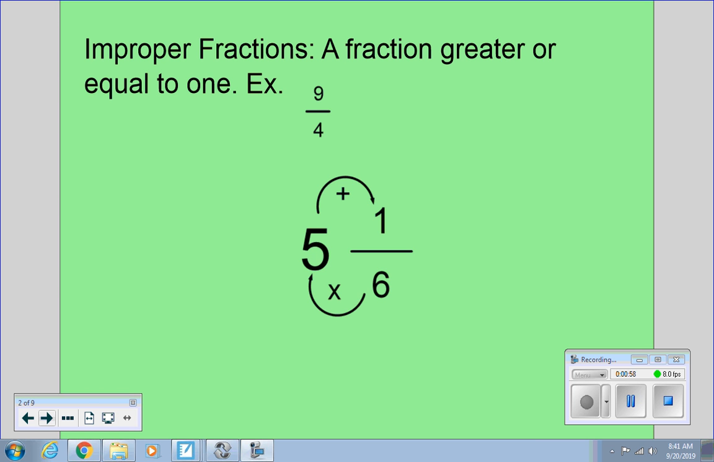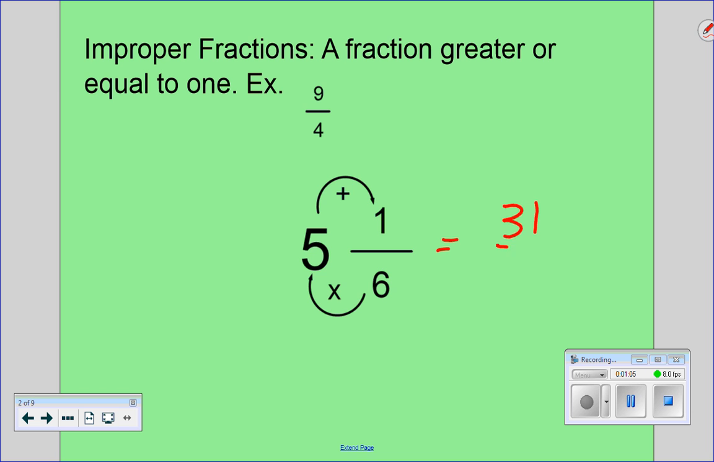You guys remember how to do this? You would take 5 times 6 plus 1. So this would be 31 over 6. A lot of people don't know where we get this denominator. It stays the same, you guys. So don't put a different number under there. It's what the denominator was to start with.